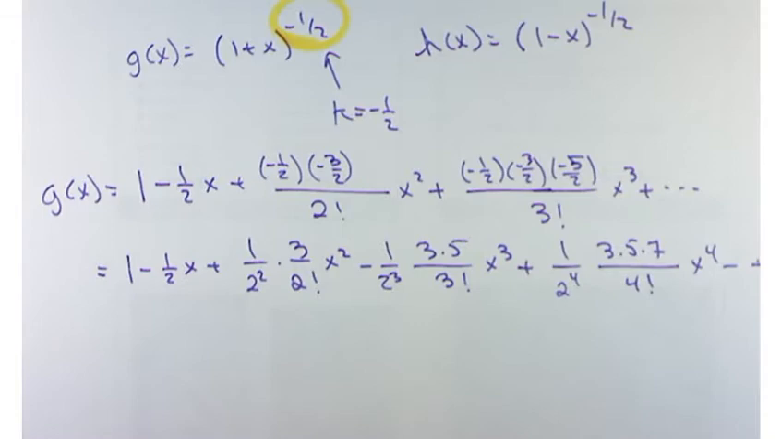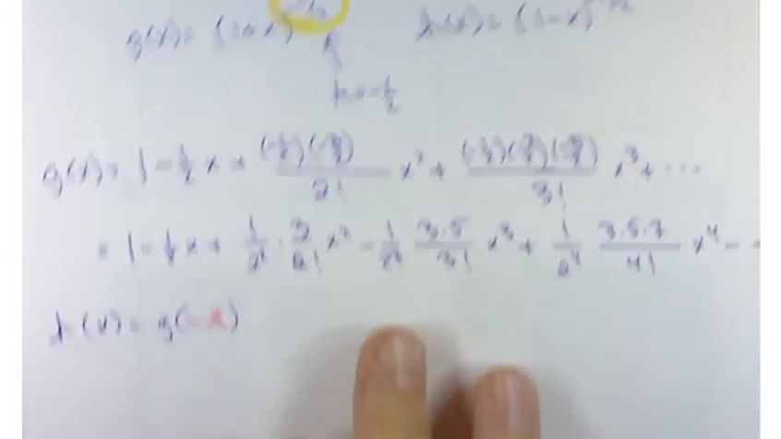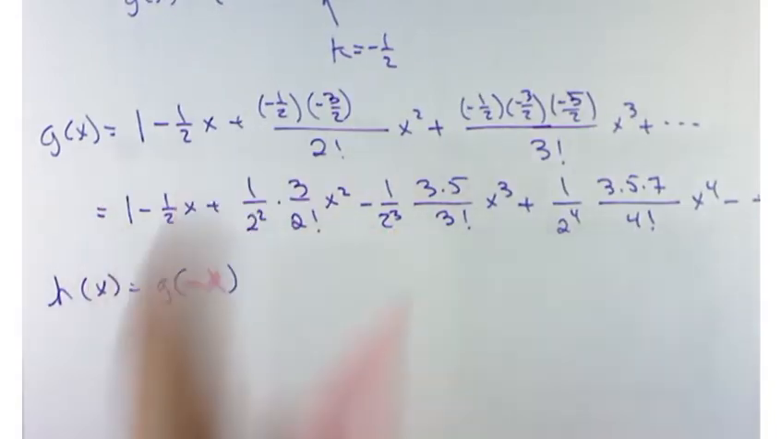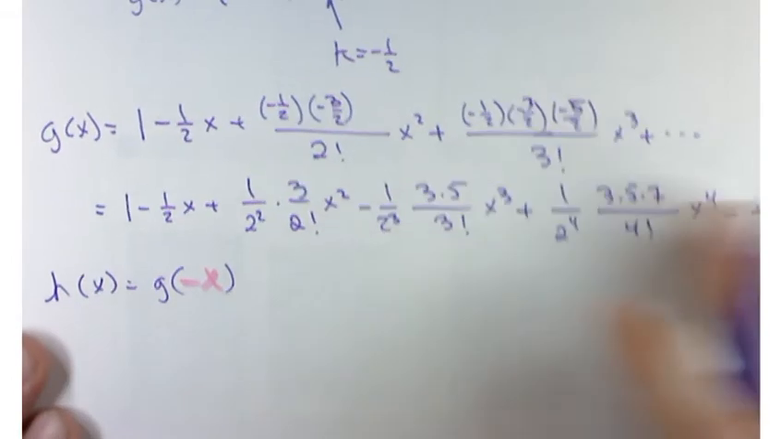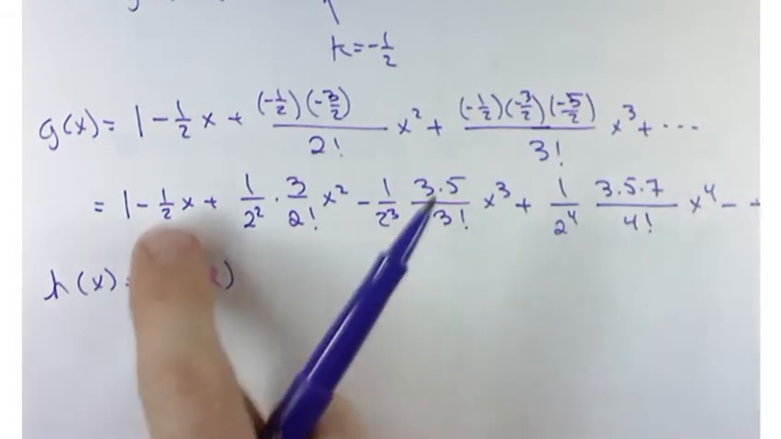Using my series for g of x, what do I have to substitute to get the series for h of x? Yeah, negative x. h of x equals g of negative x. So I'm going to plug in a negative x here. Can we think that one through? What's the negative x going to do?